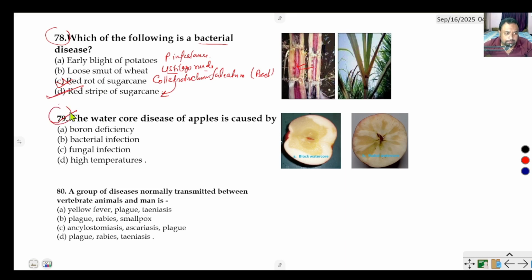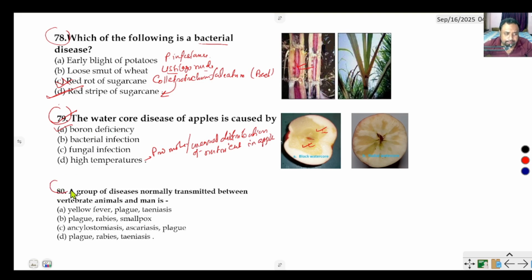Question number 79 says, the water core disease of apple is caused by boron deficiency. This is the water core disease of apple. It is caused by boron deficiency. Sometimes high temperature also promotes this disease, or sometimes unequal distribution of nutrients in apple also causes this type of disease. The main cause is boron deficiency.